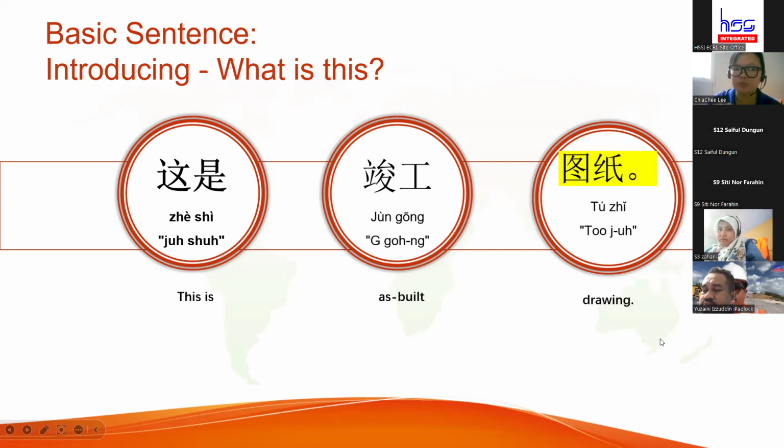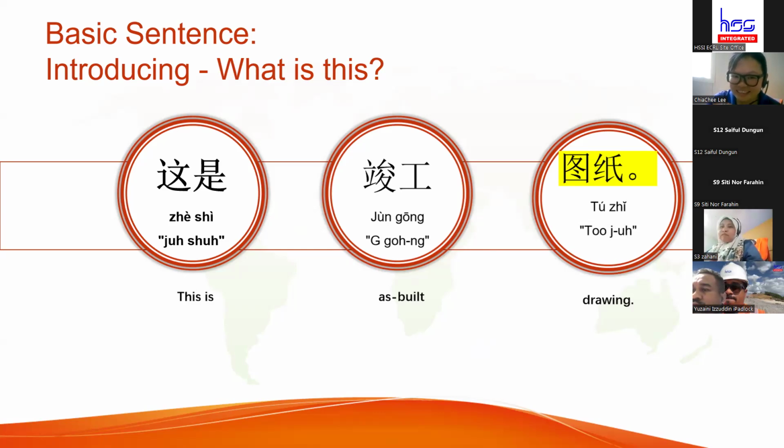Basically, this is as-built report. Okay? This is as-built report will be 这是竣工报告. So the words that I highlighted in yellow can be replaceable. This is the structure of what is this, and then the answer for what is this. I hope you guys clear with this.